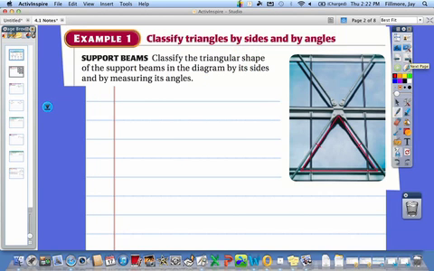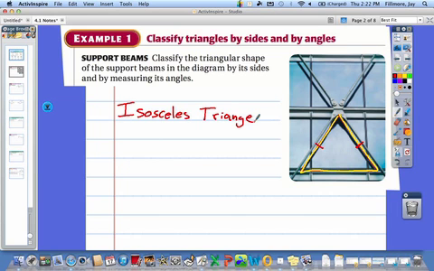For this one, we're given this triangle and we're asked to classify it by its sides and by its angles. So looking at the sides here, let me highlight this in a brighter color. I'm given that two sides are matching here, are congruent. So the most I can say is that it's an isosceles triangle, classifying it by sides.